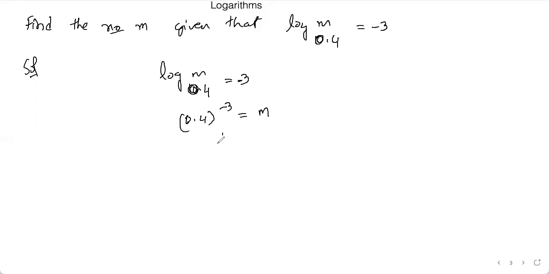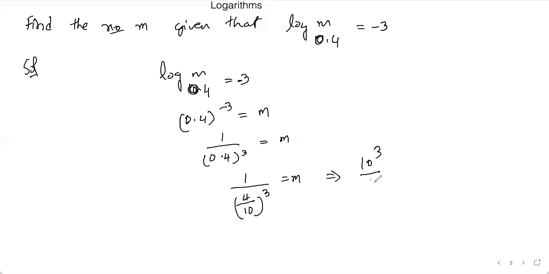So this would be 1 by 0.4 to the power of 3. Okay. Yes, sir. Again, we can write this as 4 by 10 whole cube. Okay. So if you bring it on to the numerator, you get 10 cube by 4 cube, which is equal to m. Okay. After simplifying it, you get m value as 125 by 8. So that will be the final answer.